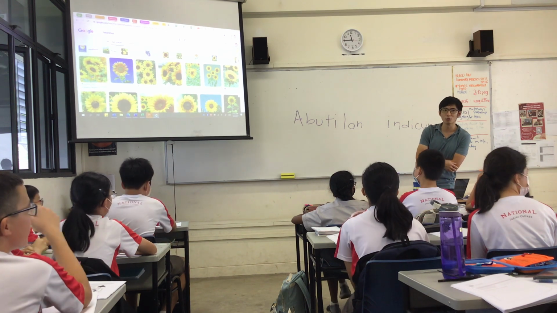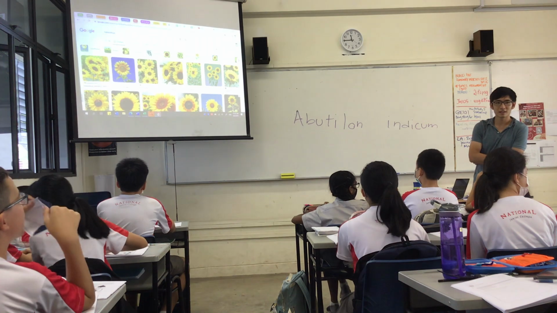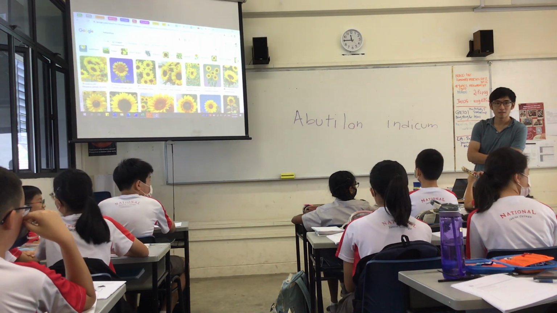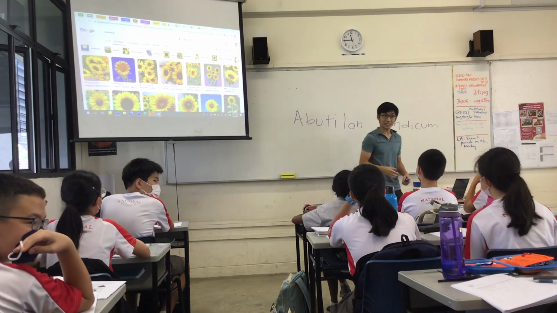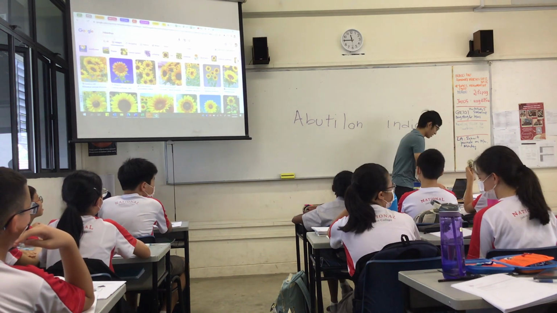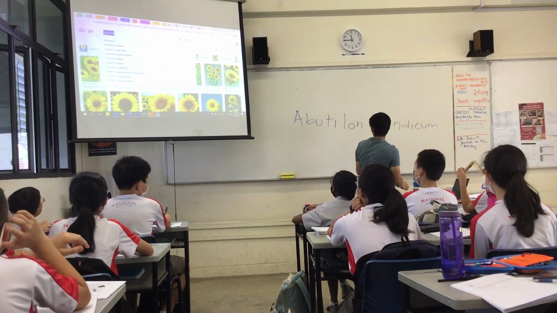Can you provide us a clue? What color? Do you see it in Singapore? Okay, let's listen to the clue. The flower is yellow. Daisy. Okay, let's search. Very long name. Abutilon.